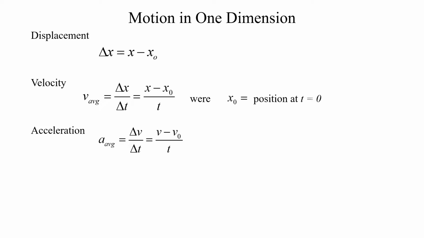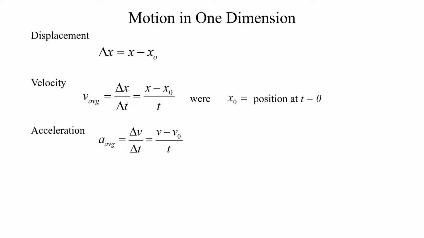All right, we'll start by defining displacement. That's delta x, where delta, of course, means change. So our displacement is just simply our change in position. x represents our position at some later time, and x with the 0 subscript, read as x naught, is our position at t equals 0, where we're starting. So our displacement, delta x, equals x minus x naught.